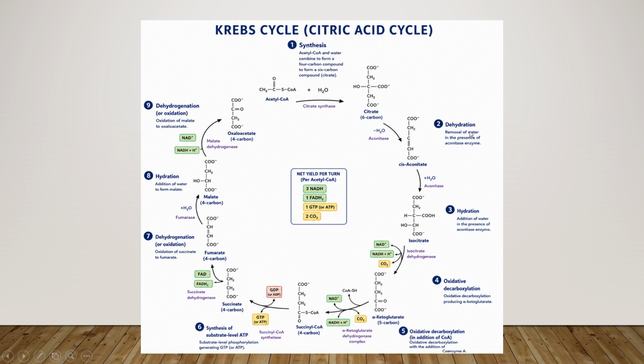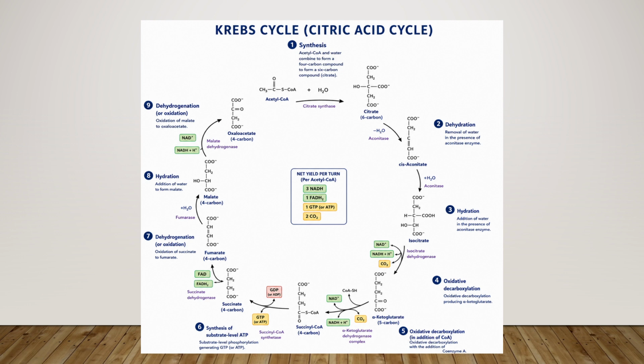Second step is dehydration, third is hydration. Here removal of water molecules takes place, here addition of water molecules takes place. So after the addition of water molecules, what happens? Actually, isocitrate and citrate are isomers. So here you can see the 6-carbon compound is produced. After the formation of isocitrate, the oxidative decarboxylation process takes place.